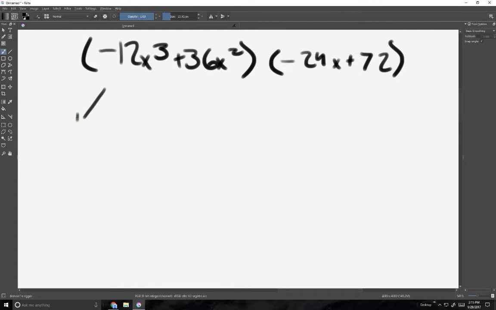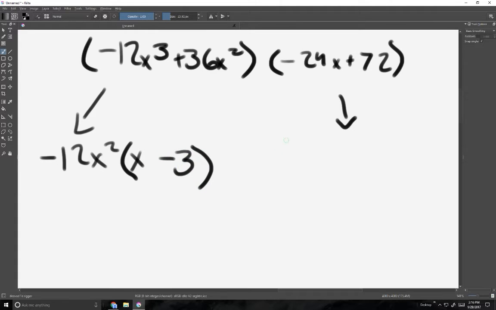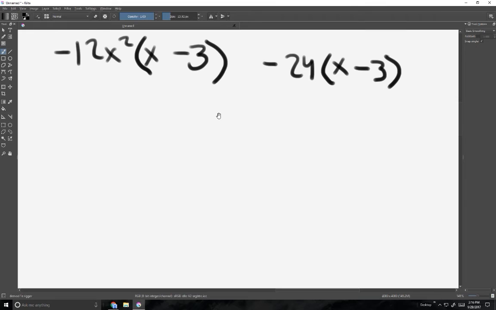So go ahead and draw arrows, and for the first one, your GCF should be negative 12x squared. That should leave you with x minus 3. Don't forget your parentheses, and then you should factor the next one by negative 24. That will also leave you with x minus 3. Now we're going to rewrite it so the ones outside the parentheses are one factor and the one inside are another. So go ahead and draw our arrows in.